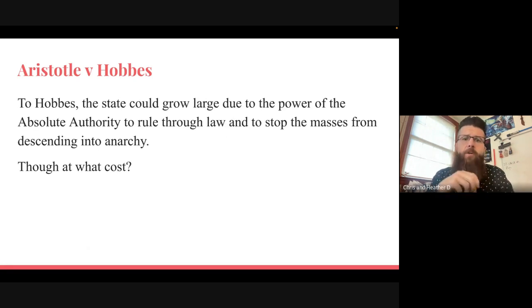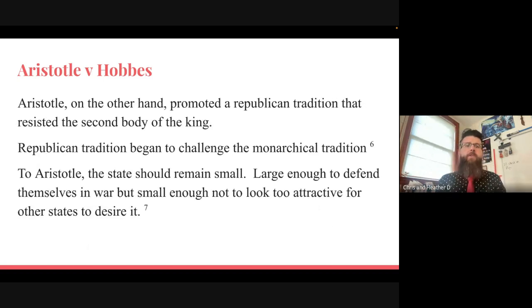To Hobbes, the state could grow large, though. All right, bringing it back to the initial question, due to the power of the absolute authority to rule through law and to stop the masses from descending into anarchy. But like we just saw on the last slide, at what cost, through this absolute rule of power? On the other hand, you had Aristotle, who promoted a republican tradition that resisted that second body of the king. All right, republican tradition began to challenge that monarchical tradition of that absolute authority.